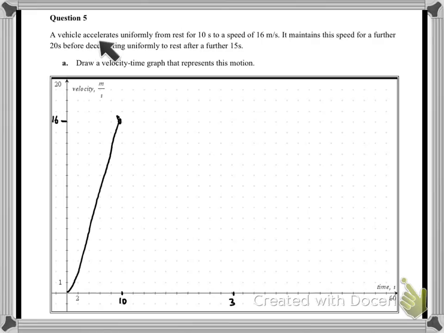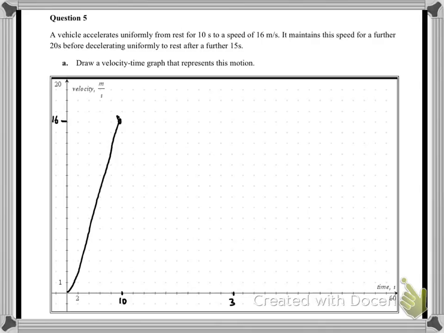The velocity accelerates uniformly from rest. So rest meaning velocity is 0 down here. And it's accelerating uniformly, which means it's got this constant increase, constant rate of change. So that's a linear, straight line. And it does that for 10 seconds. So you've got a run of 10 seconds along the t-axis, the time axis, and then a rise of 16 up to a velocity of 16 meters per second.